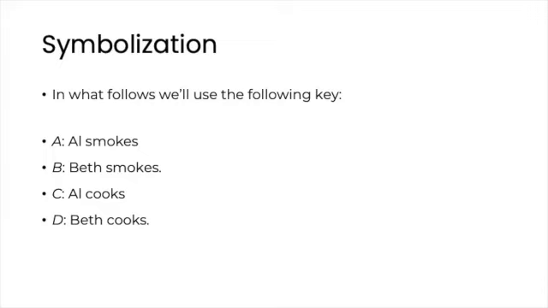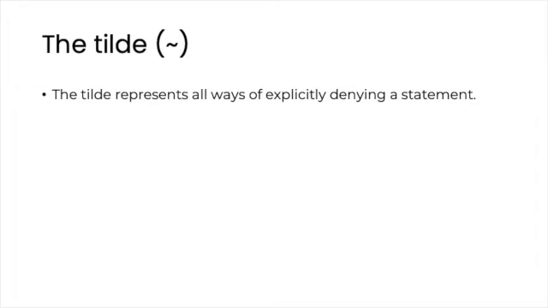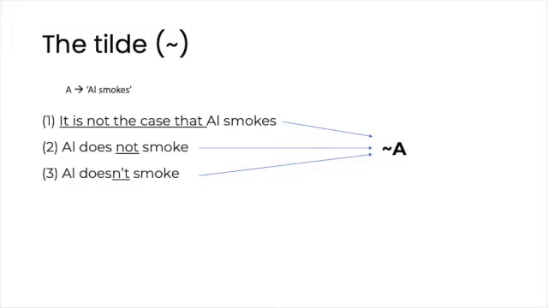Okay, let's start with the tilde. The tilde represents all ways of explicitly denying a statement. So all of the following can be represented as tilde A. 1, it is not the case that Al smokes. 2, Al does not smoke. 3, Al doesn't smoke. So that's pretty straightforward.